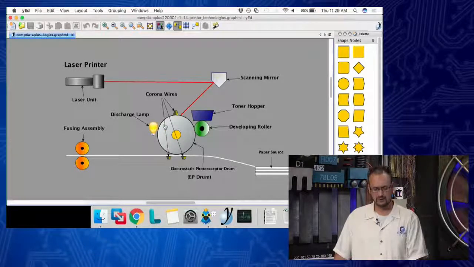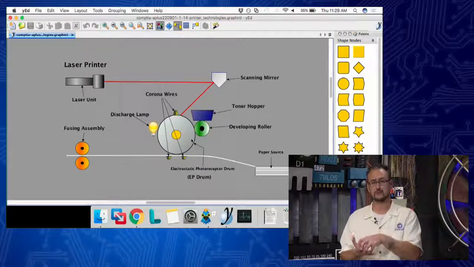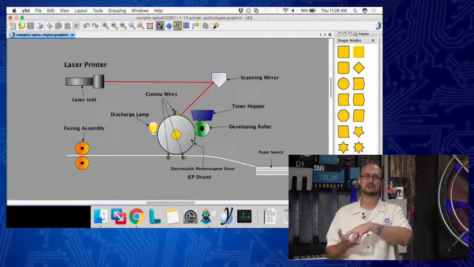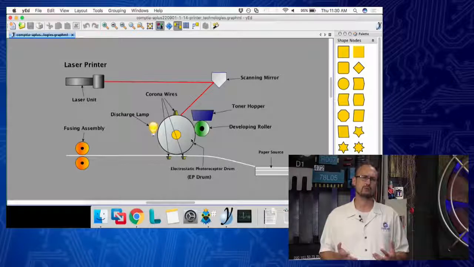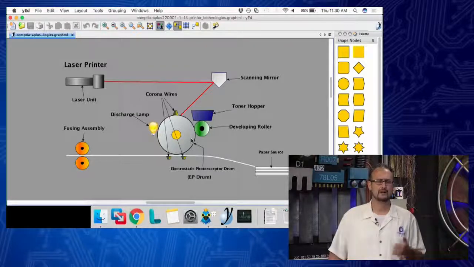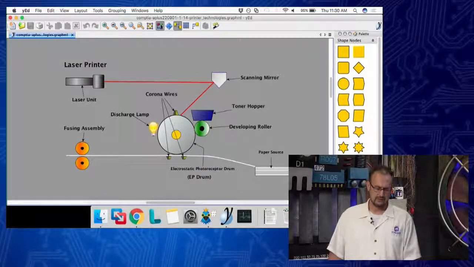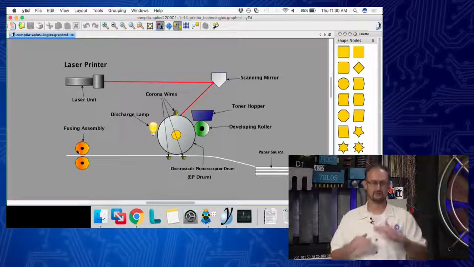Well, here's the problem. Here's what can happen. As the paper and the drum rotate, we have this loose transfer of the toner. That's in the developing phase. The developing phase is when the toner is actually adhered to the paper because of the strong positive charge that's put on the paper. Now, here's the thing. The last part of the laser print process is as the paper travels through the fusing assembly, it uses friction, or pressure, excuse me, and heat.